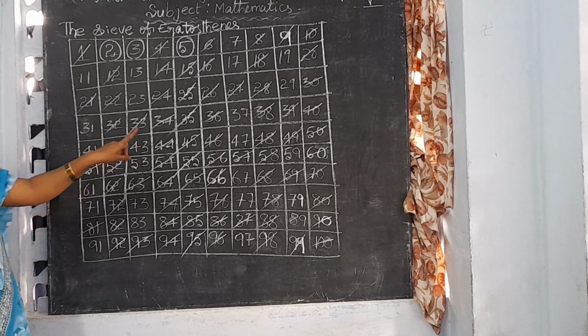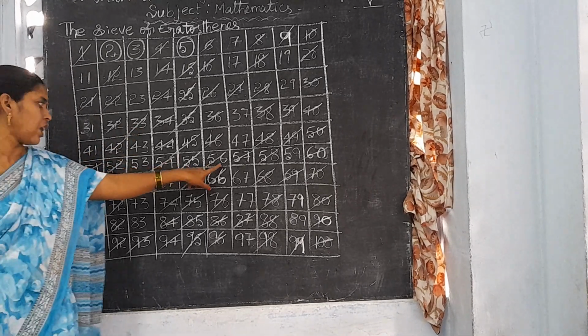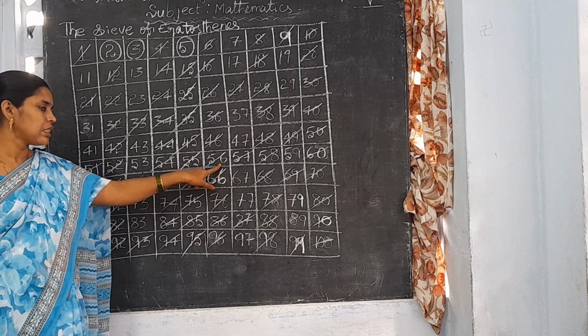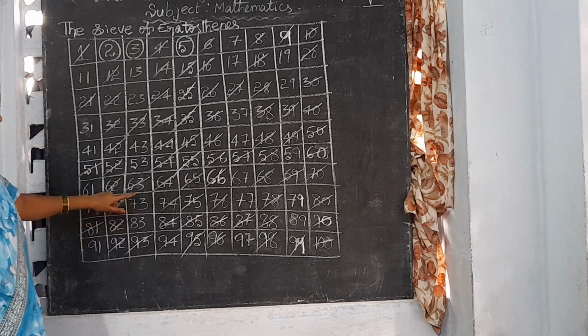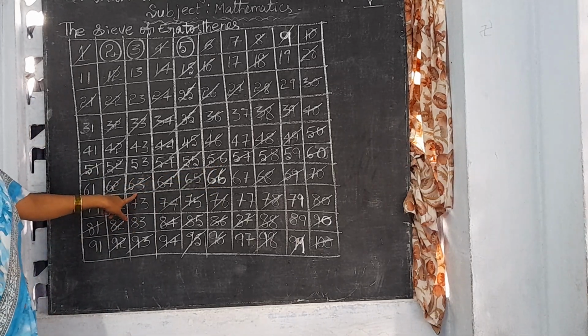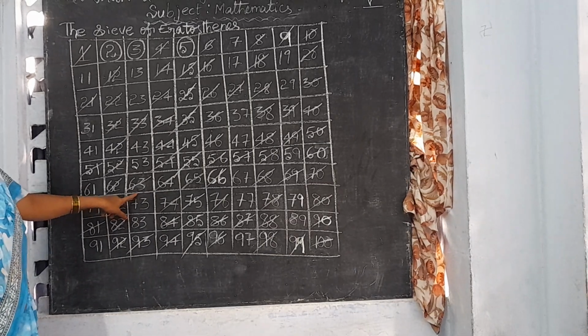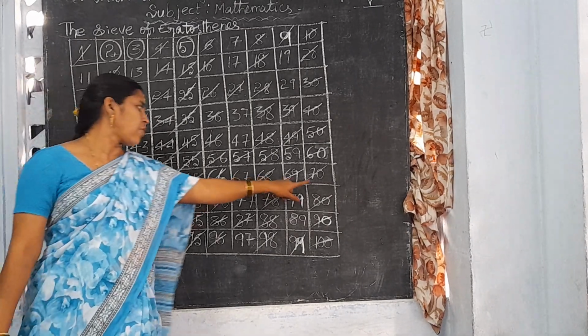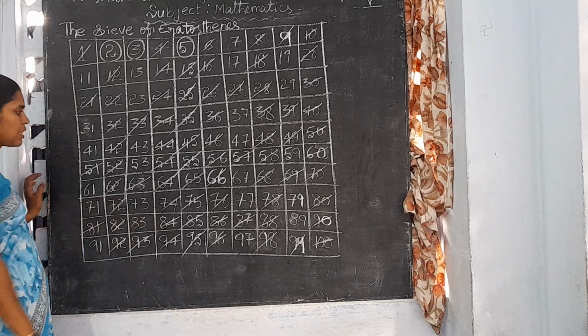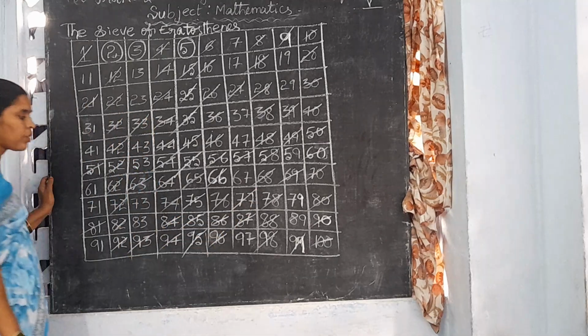Okay? Now 7 8s are 56. Already it is cancelled. 7 9s are 63. It is also cancelled. 7 10s are 70. 7 11s are 77. Strike off. Okay.